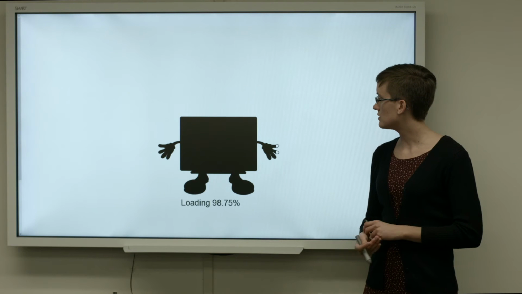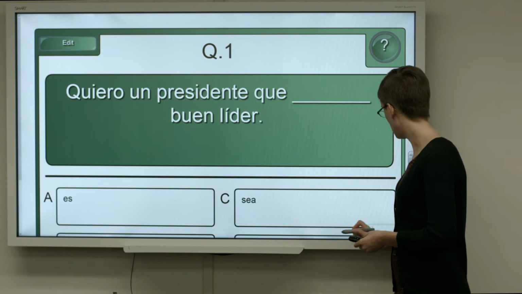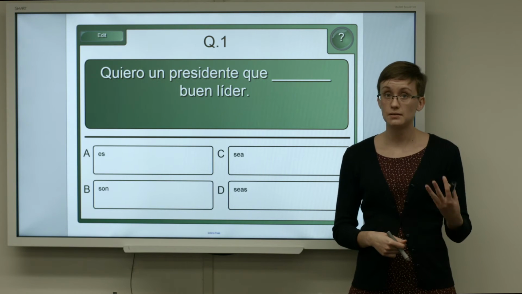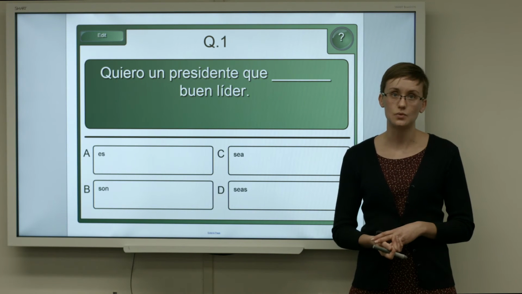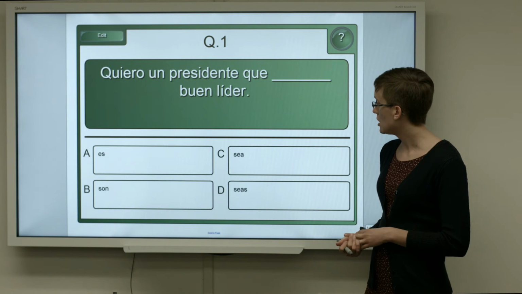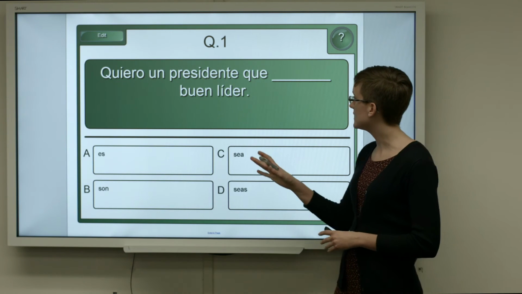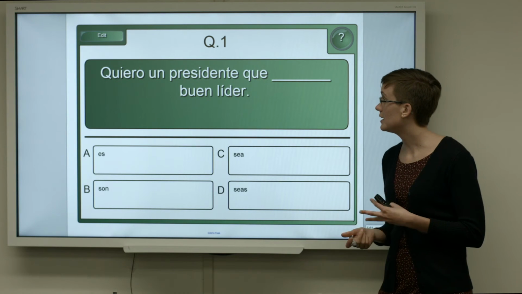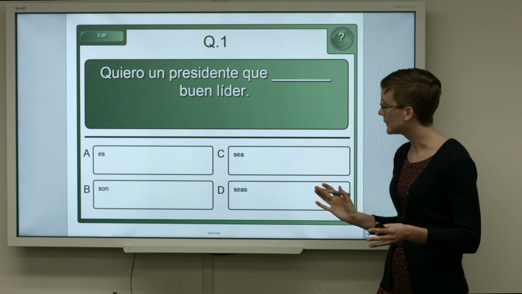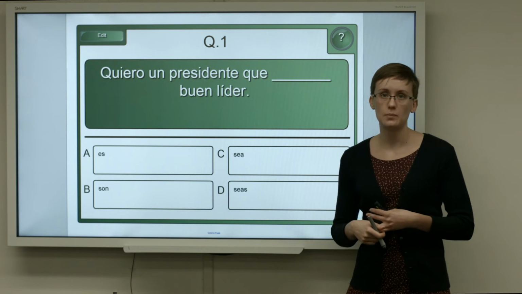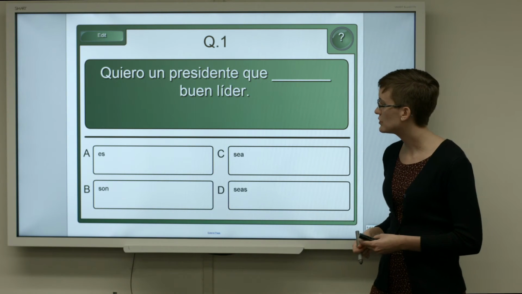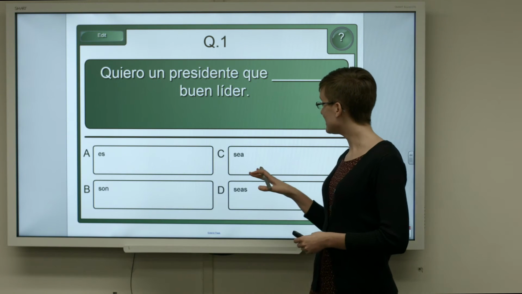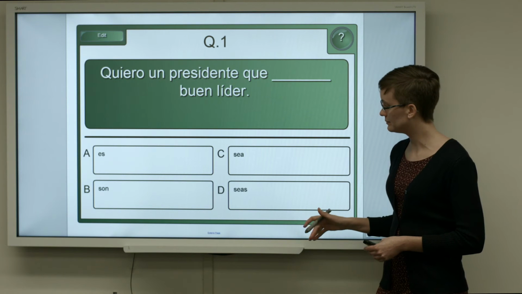Okay, so let's take a little quiz to review the uses of the subjunctive and the indicative tense with adjective clauses. So our first sentence here is, I want a president who is a good leader. Quiero un presidente que, buen líder. So our verb here that we're working with is ser. So our options are es, son, sella, and sellas.